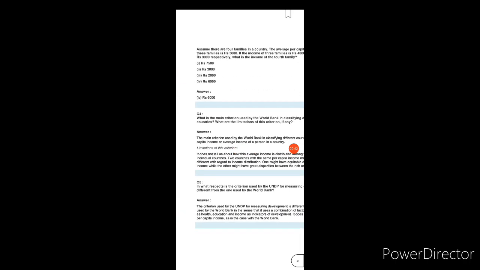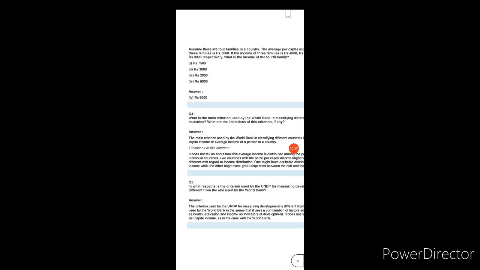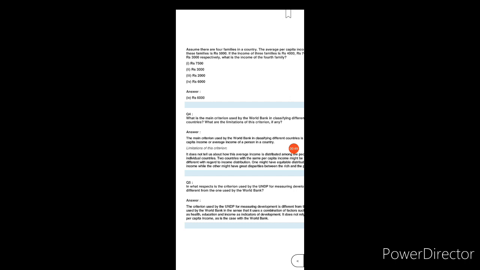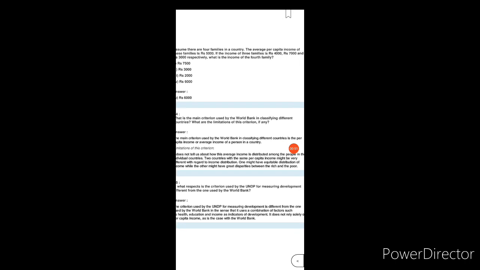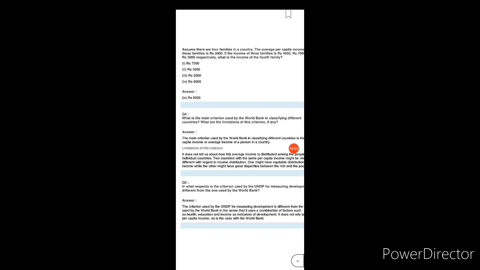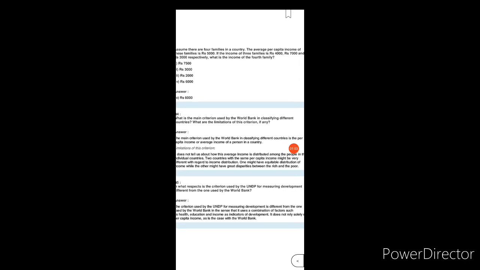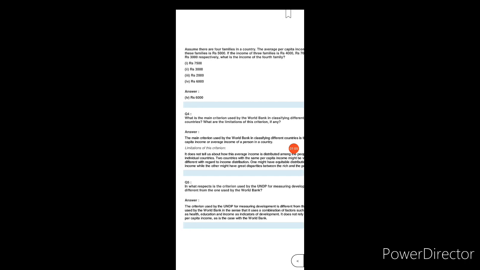थर्ड क्वेश्चन है, assume there are 4 families in a country. The average per capita income of these families is rupees 5,000. If the income of 3 families is rupees 4,000, rupees 7,000 and rupees 3,000 respectively, what is the income of the 4th family? Answer is 6,000.